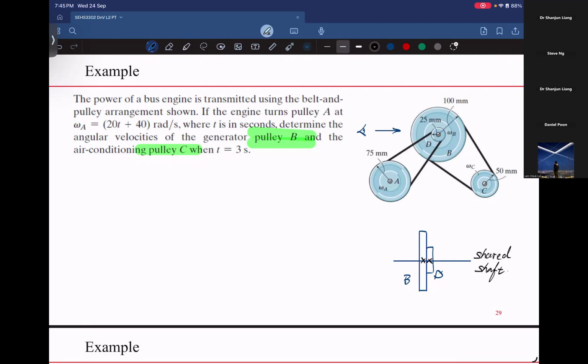On this shared shaft, they share the same velocity, same omega and same alpha, right? So omega B and omega D are the same, okay? So here we come to the topic.